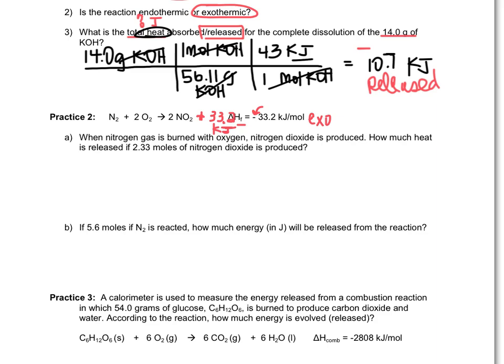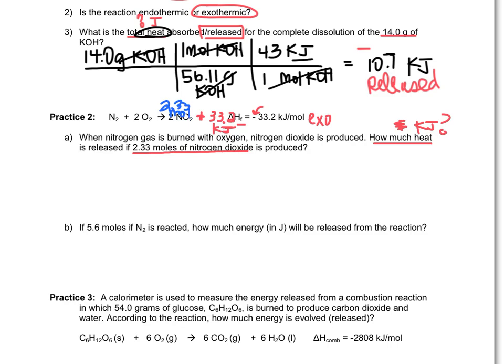Okay, so the question A says, nitrogen gas is burned with oxygen and nitrogen dioxide is formed. So it's telling me what the reaction is. I want to know how much heat. So again, I want the energy in kilojoules or joules, whatever it is released if 2.33 moles of nitrogen dioxide is produced. So coming back over here to our reaction, right, we look at it and say, okay, well, I have 2.33 moles of this that's being made, right?